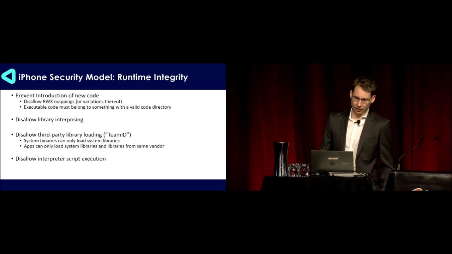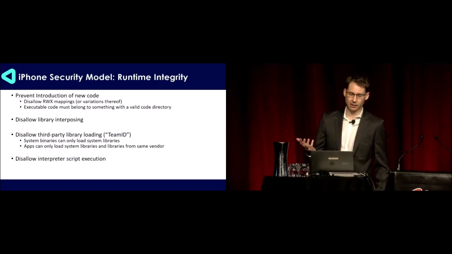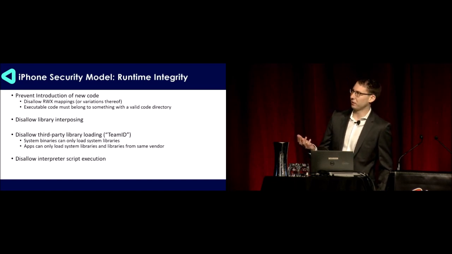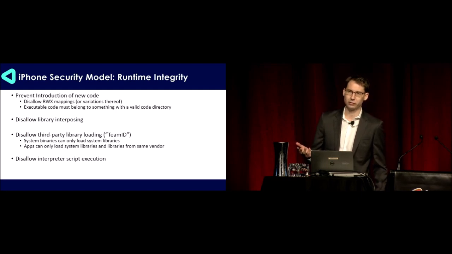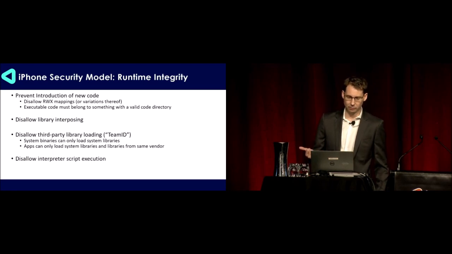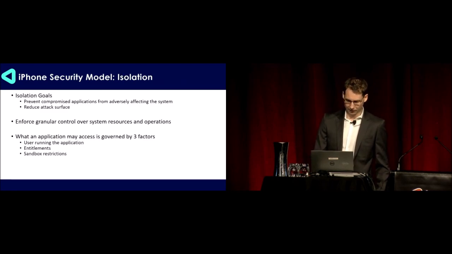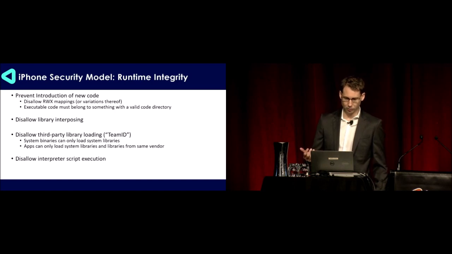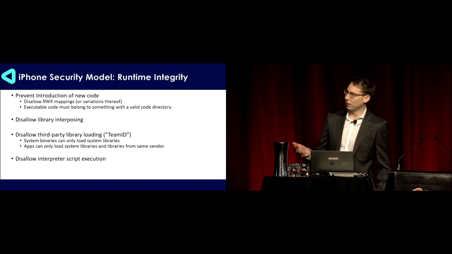After that, we have runtime integrity. So basically, if you could just map read-write executable memory and execute whatever code you like, then having all the verification of the binaries and all that kind of thing is not very valuable. So the runtime integrity basically disallows read-write execute mappings. Executable code must belong to something with a valid code directory. And then they've done some additional runtime security checks to prevent you from doing some other things at runtime. These were things that were introduced over time because of the result of jailbreaks.